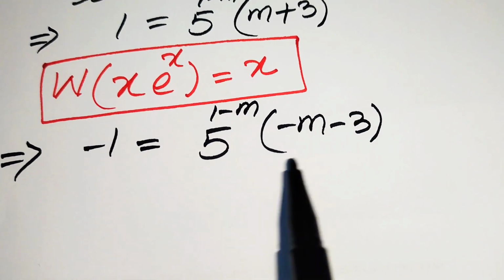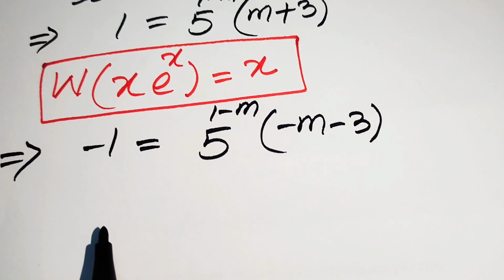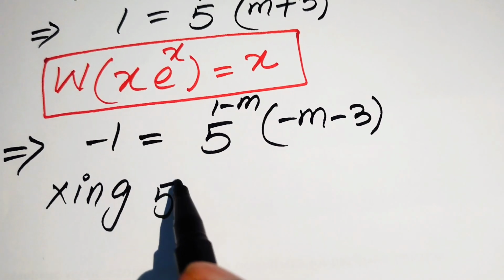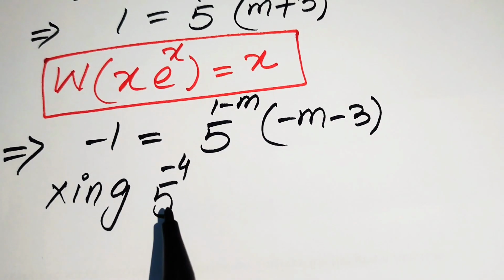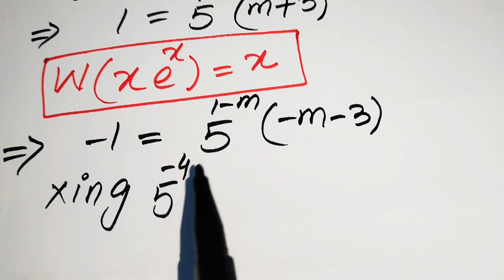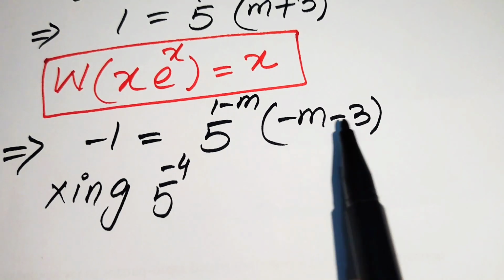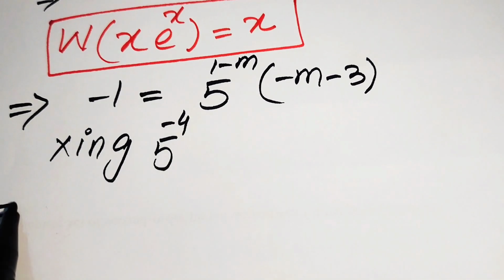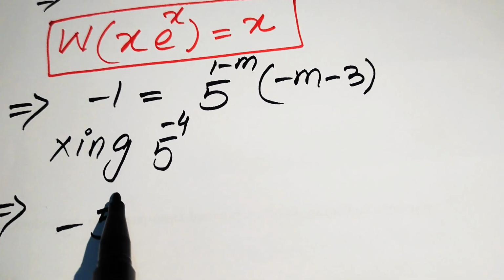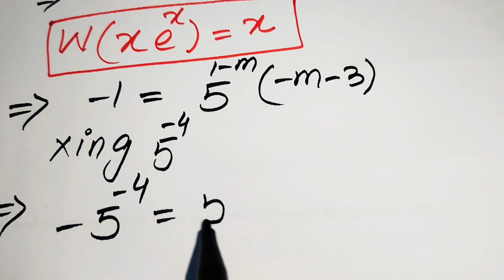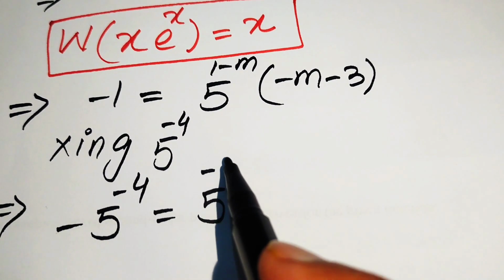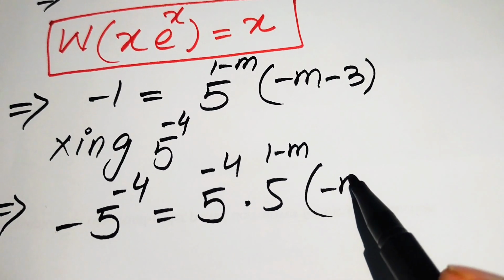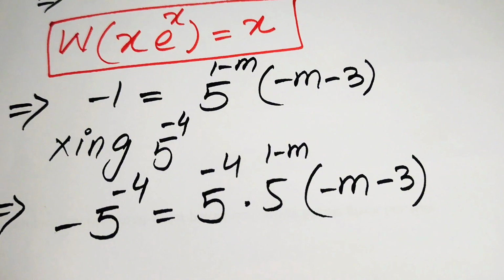In order to make this condition here, we need to multiply both sides by 5 to the power of -4. When you multiply both sides by 5 to the power of -4, then we easily get (-m minus 3) in the exponent of this term. So this implies that -1 times 5 to the power of -4 equals 5 to the power of -4 times 5 to the power of (1 minus m) times (-m minus 3).